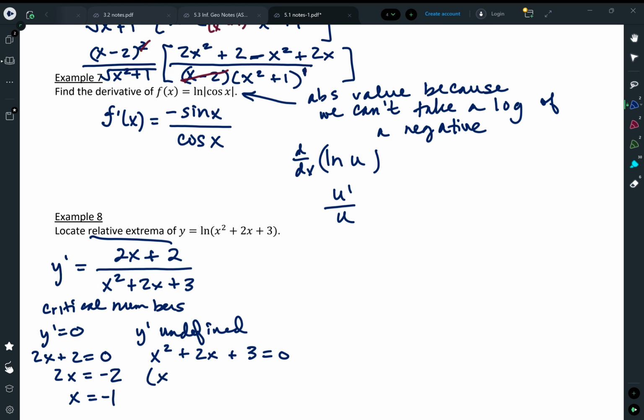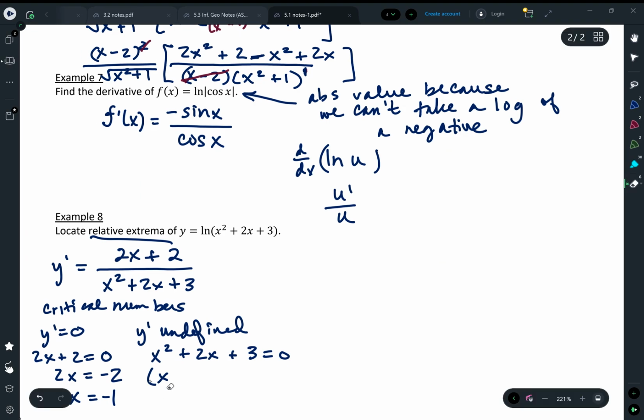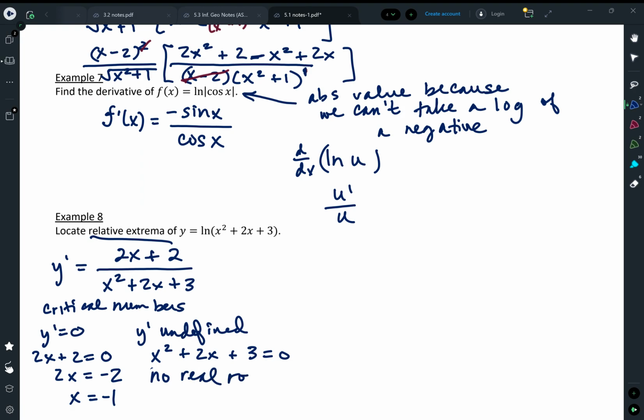And I can't factor this, so this is where I would grab my calculator and solve, and it turns out that there are no real roots. So if there's no real roots, I don't need to worry about this. I could also figure that out by hand. I could do the quadratic formula.